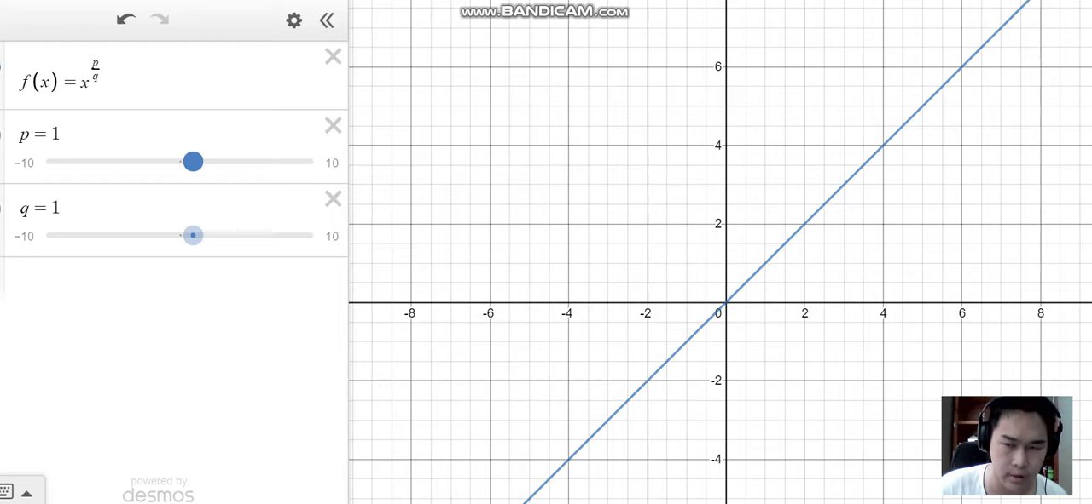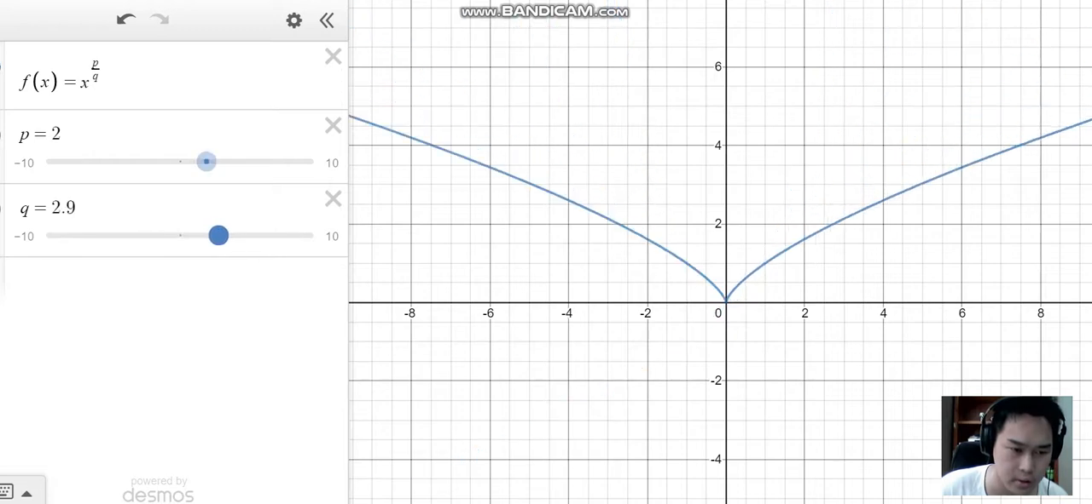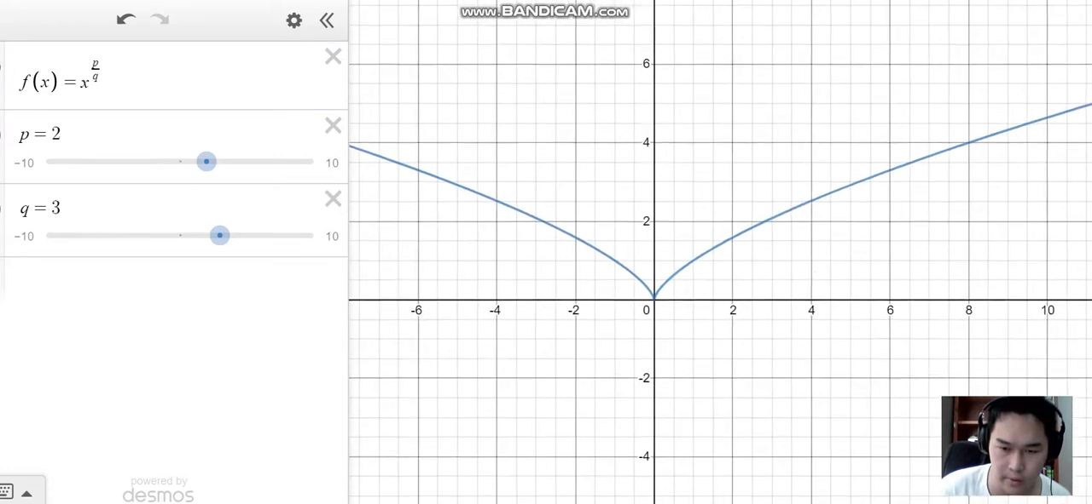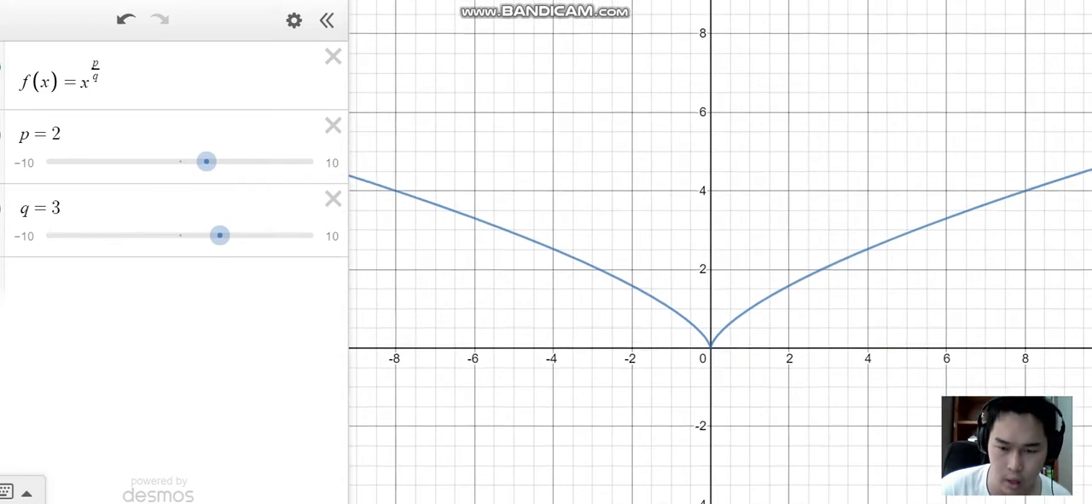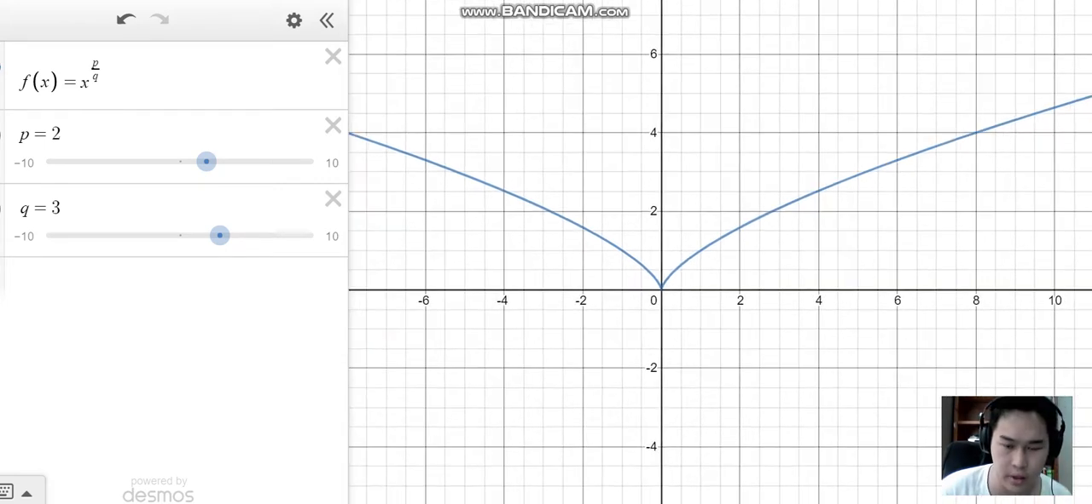So next example, we have x raised to the 2 over 3. So the power is 2 over 3, and we'll set p as 2 and q as 3. There we go. First of all, it'll be the cube root of x squared. The first thing you notice is that the domain is all real numbers, and the range is 0 to positive infinity.